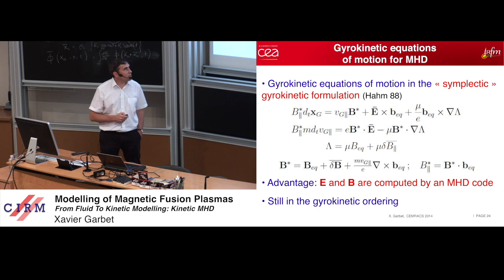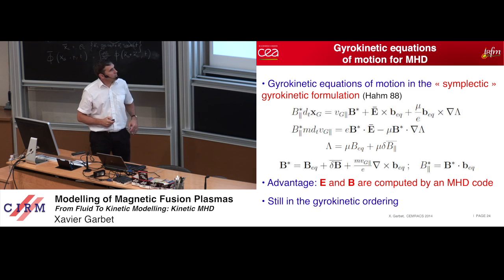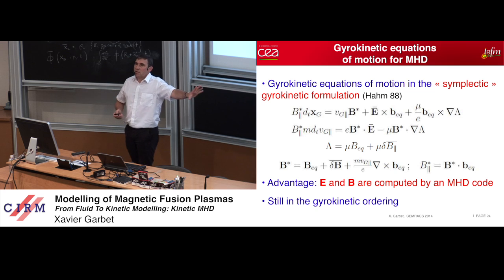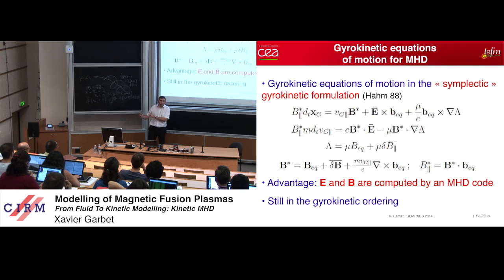So if you look at the literature, in a sense there are two schools. One is using reduced MHD, and the other school, in Princeton for instance, or in other places as well, use this set of equations for the kinetic part, right? And that way you solve the problem. But still, the ordering is the same as the conventional gyrokinetic.